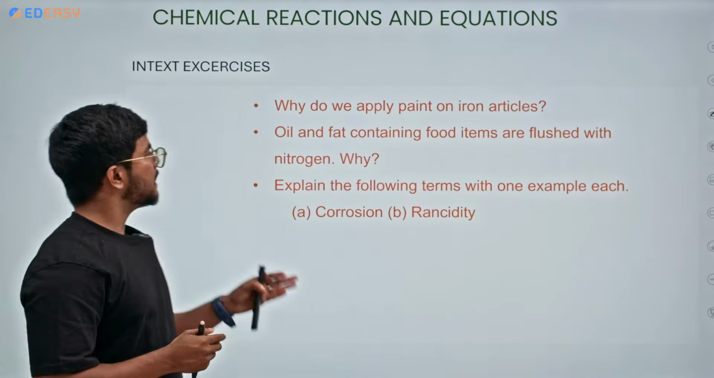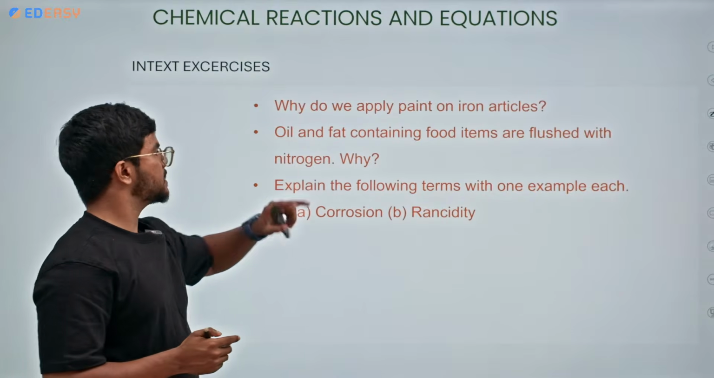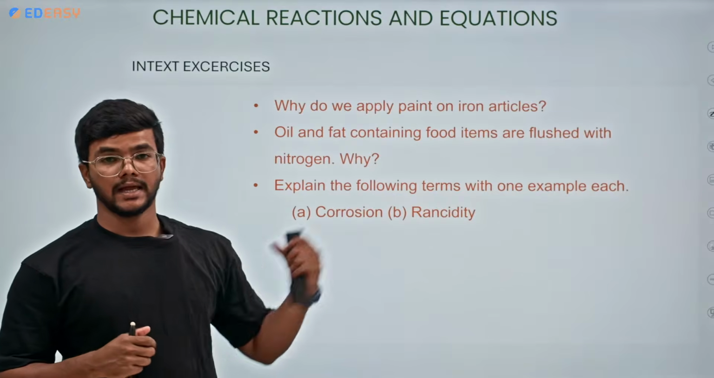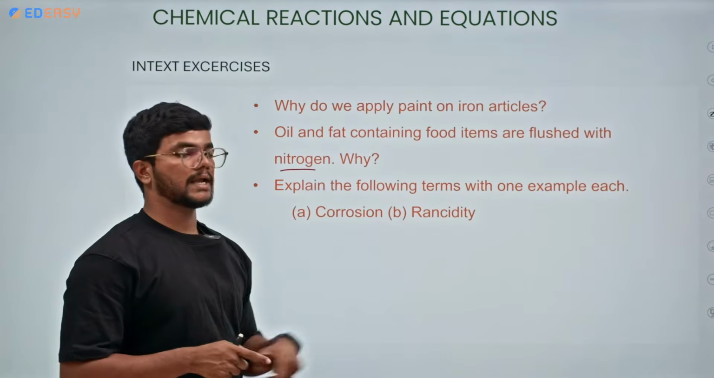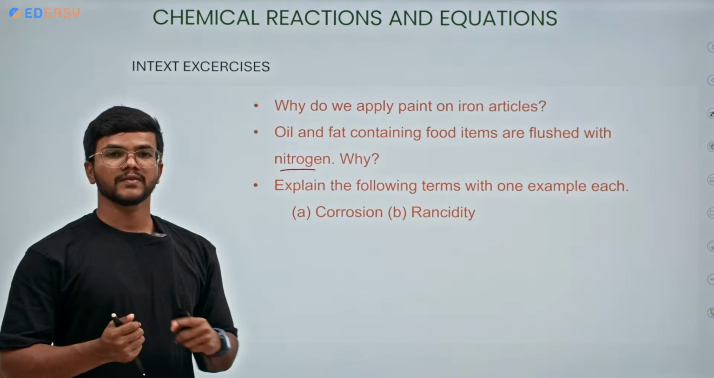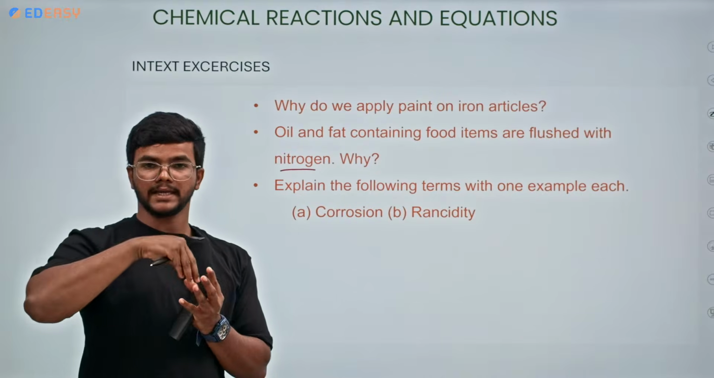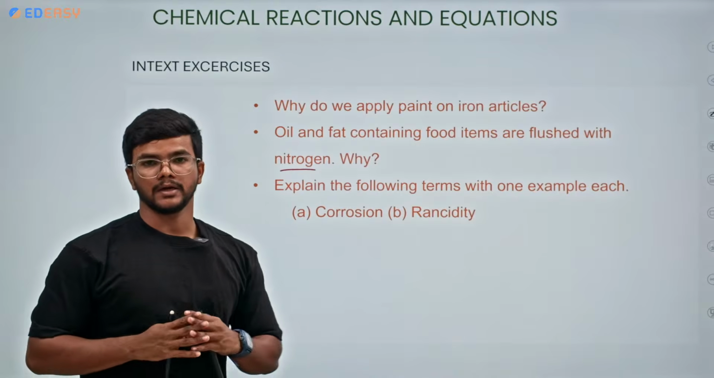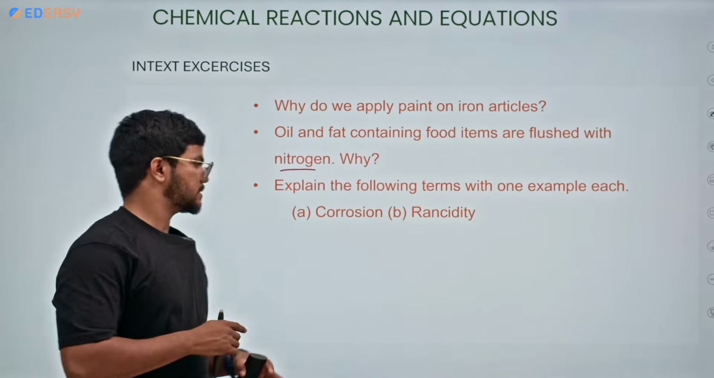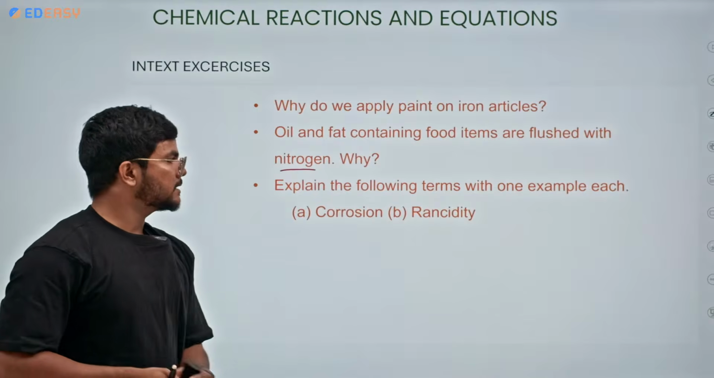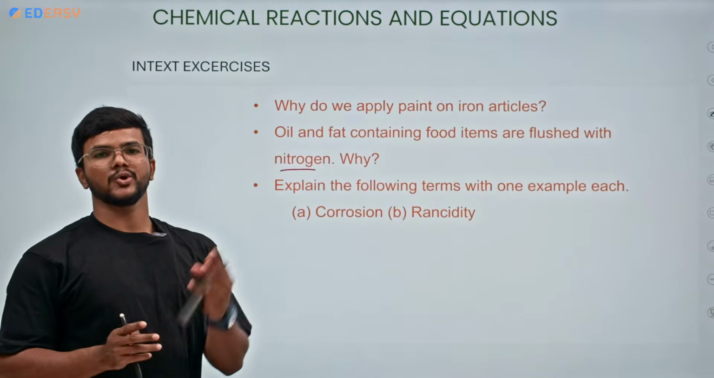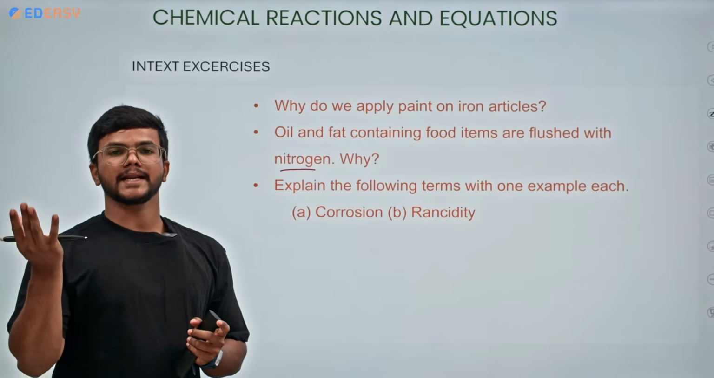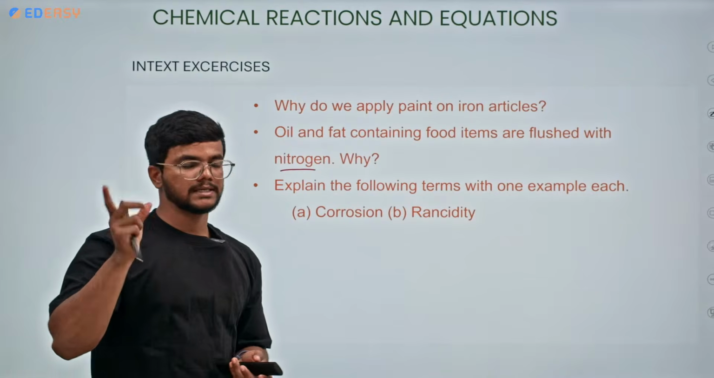Oil and fat containing food items are flushed with nitrogen gas. When I was explaining rancidity, I already explained about nitrogen. Nitrogen is filled in chips packets or oily foods so that they are prevented from rancidity. Explain the terms corrosion and rancidity. Slow degradation of a metal is called corrosion. Oils getting rancid in the presence of oxygen is called rancidity.